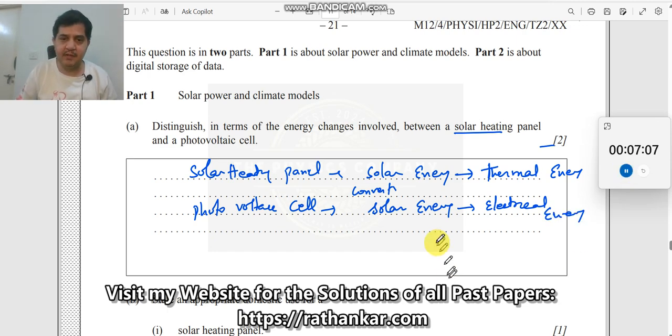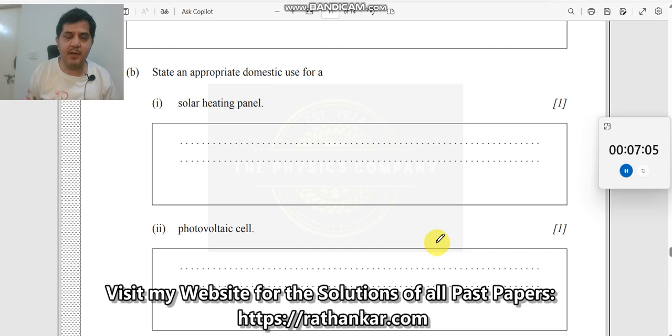Then state an appropriate domestic use for a solar heating panel. What is the use of it? You can use it to heat water, like a geyser, right? Or you can use it for heating the water in a pool. You can use it for any other purposes. 1 mark, so 1 application is fine.